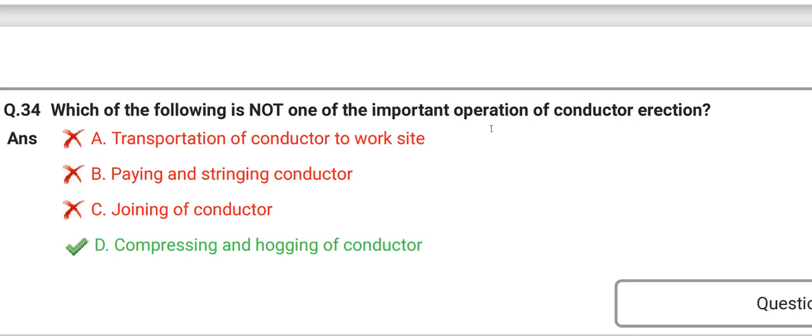So transportation of conductor to work site. Okay, paying out and stringing conductors. Like in paying out and stringing conductor, the stringing operation must be stopped before the reel completely empties. Okay, joining of conductor. And compression and hogging of conductor is the right answer here, and it is not an important operation of conductor erection.